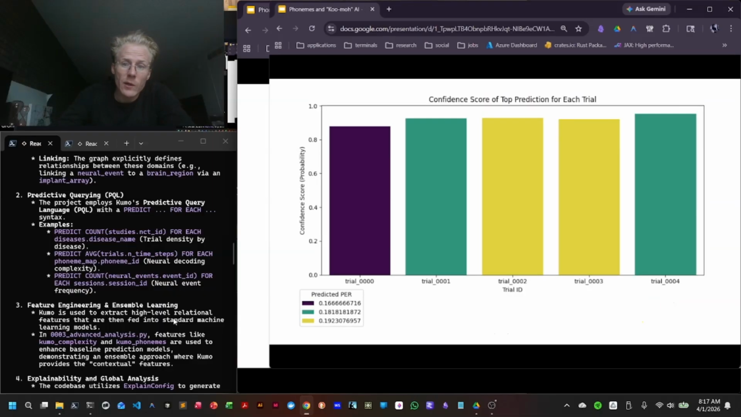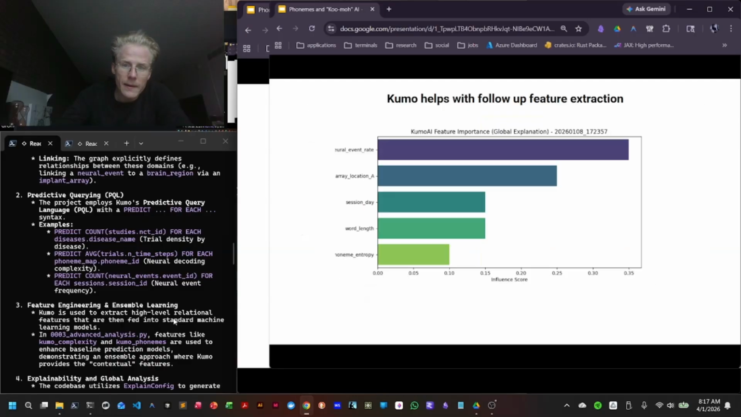Got the confidence score of top prediction for each trial. So which trials were the best for least amount of errors. You can follow up with the feature extraction, the neural event rate, the array location, which ones were operating the best. Maybe one of them you want to know where it is, and I mean it's really hard what those guys are doing. It's really impressive, and they got to get it right, and they've studied a long time to get it right. And this is just meant to help.